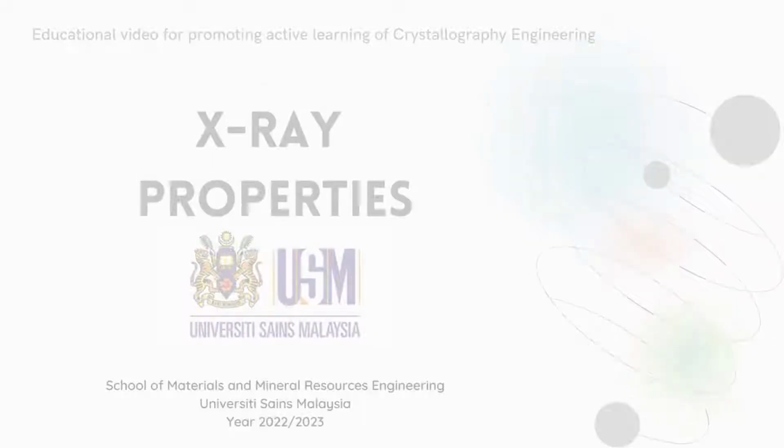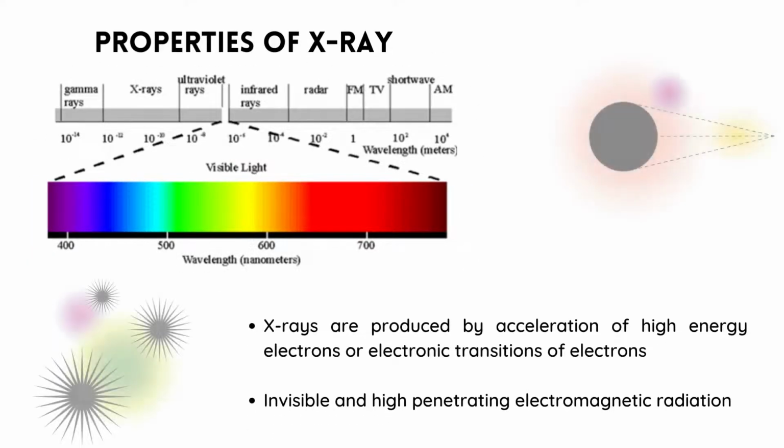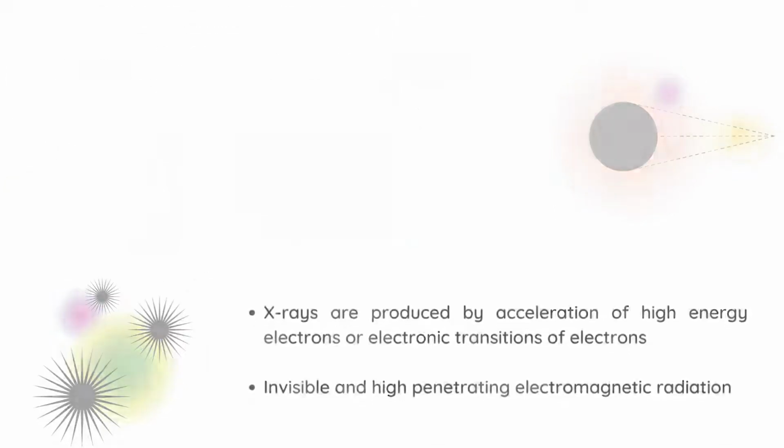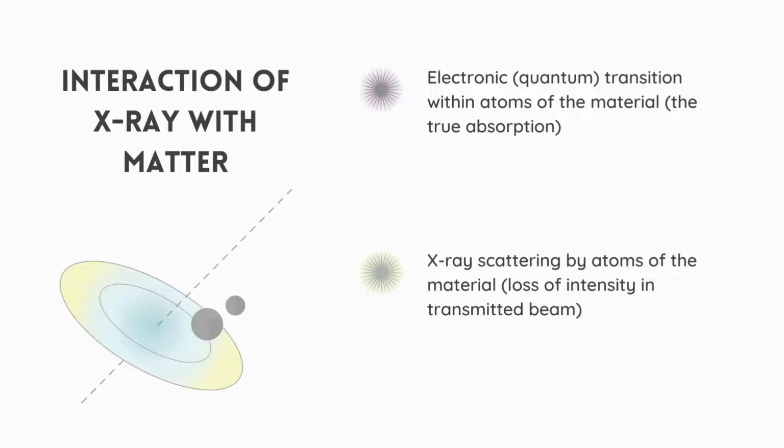X-ray properties. X-rays are produced by acceleration of high-energy electrons or electronic transitions of electrons in the inner orbitals of atoms. It is invisible and highly penetrating electromagnetic radiation of much shorter wavelength than visible light. X-rays are partially absorbed by matter.